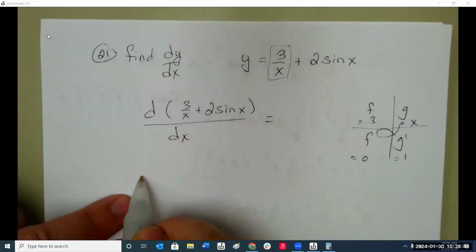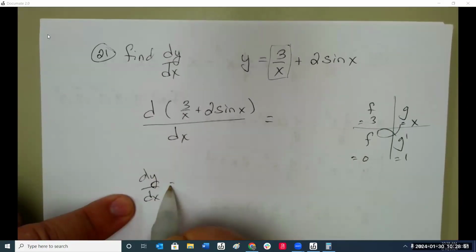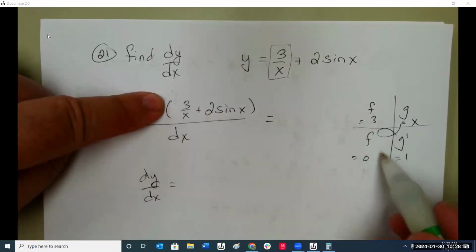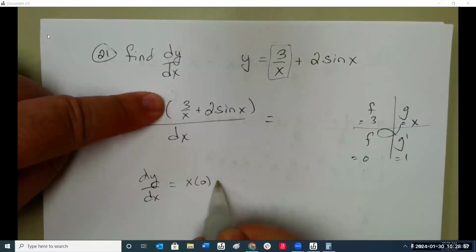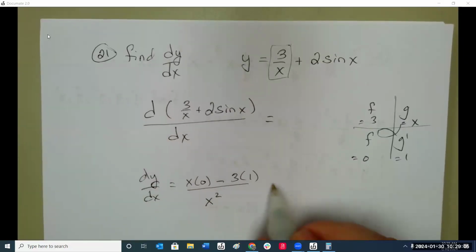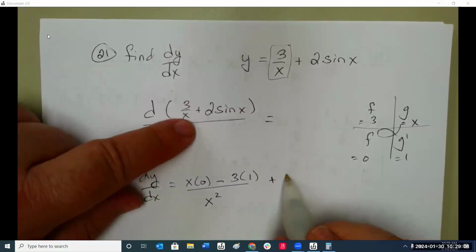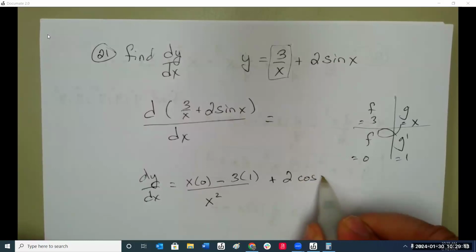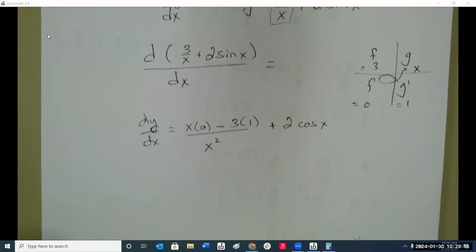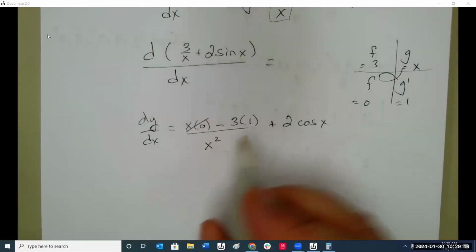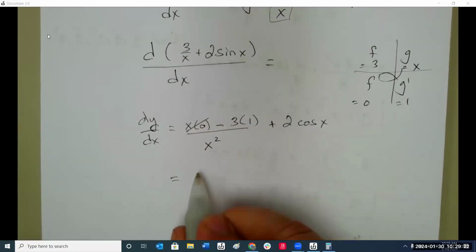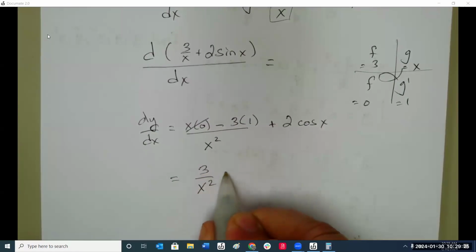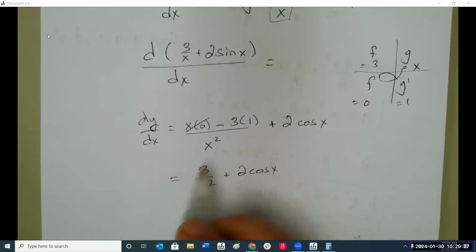So for this first part, we get x times 0 minus 3 times 1 over x squared plus the derivative of sine is cosine. So that's 0. So our derivative is 3 over x squared plus 2 cosine x.